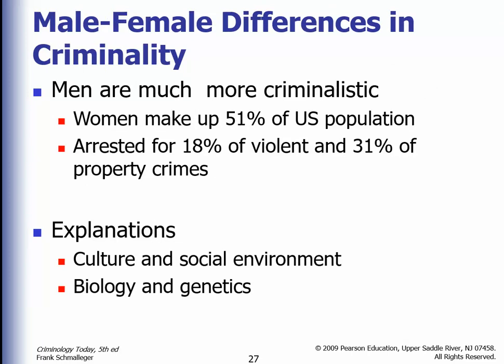Male-female differences, we've already talked about that. We know that men commit far more crimes than females. Women, although they make up 51% of the population, are only arrested for 18% of violent crimes and 31% of property crimes. It's explained by either cultural and social environment. In other words, do we treat our women differently in society? Do we raise them differently and therefore they're not aggressive? Or is there a biological and genetic factor that leads to this?